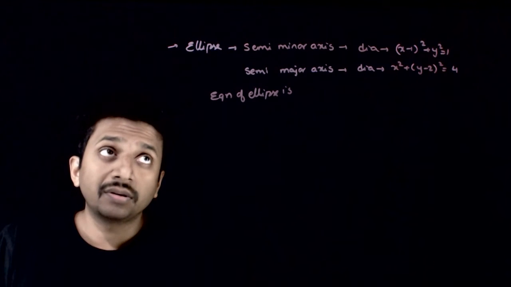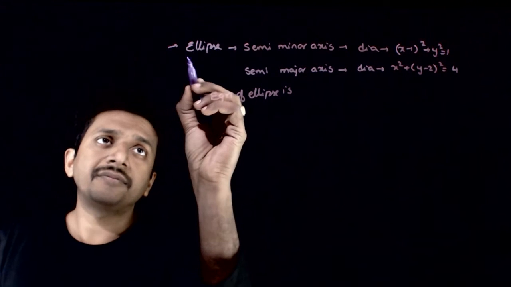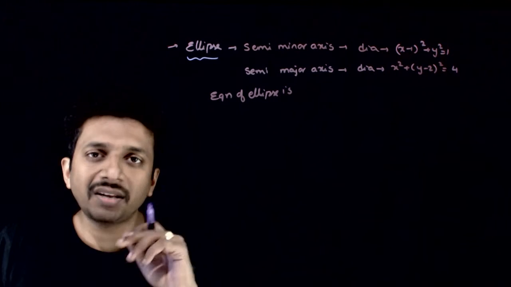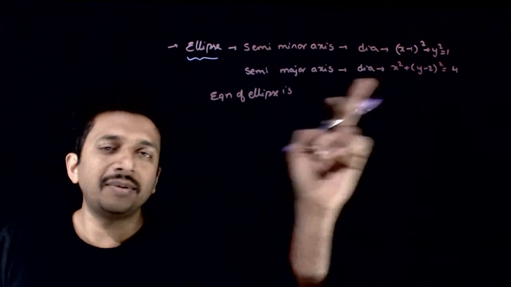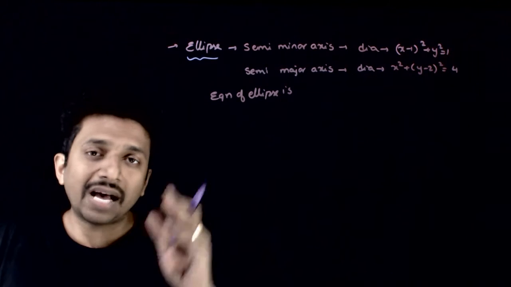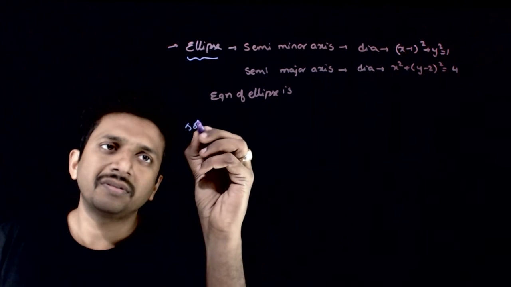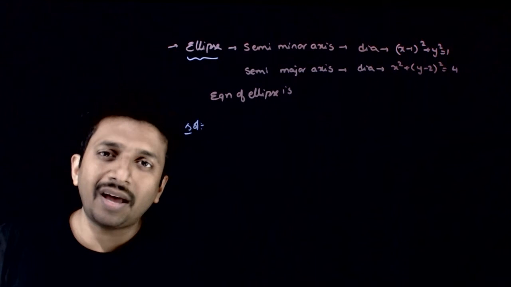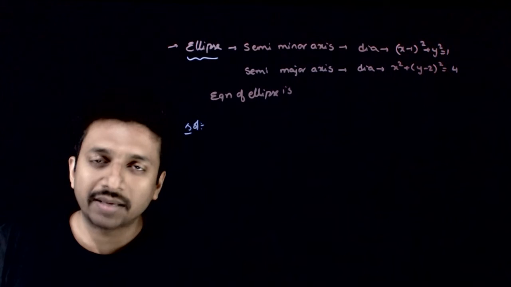So welcome students. In this question you're given that you have an ellipse whose semi-minor axis is the diameter of this circle and semi-major axis is the diameter of this circle. You're asked to find the equation of this ellipse. You're given that the center of the ellipse is the origin and the ellipse is oriented along the x and y axes.